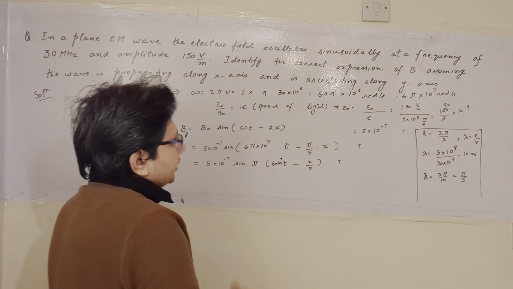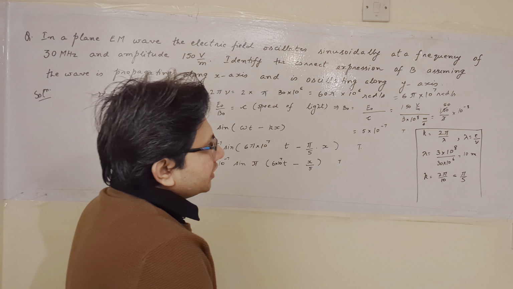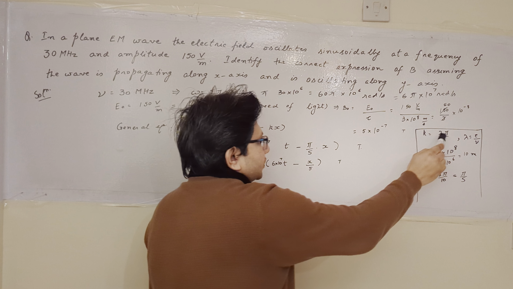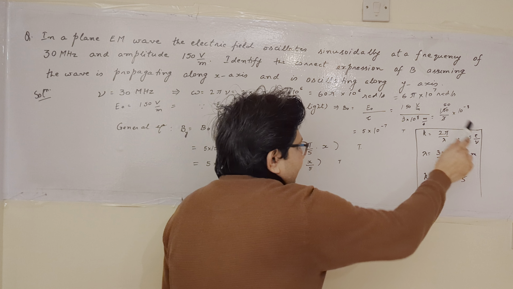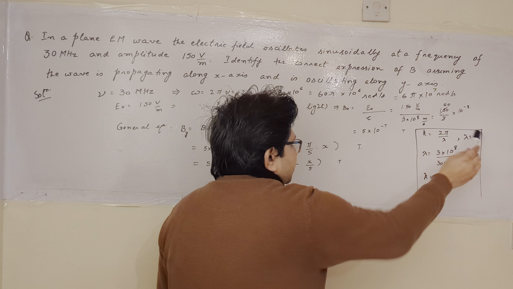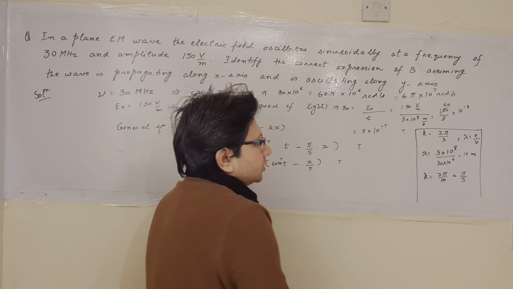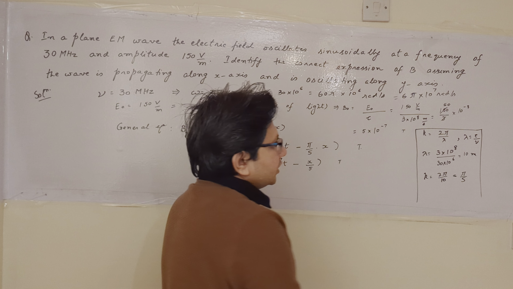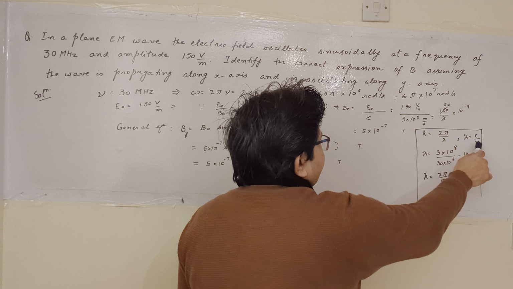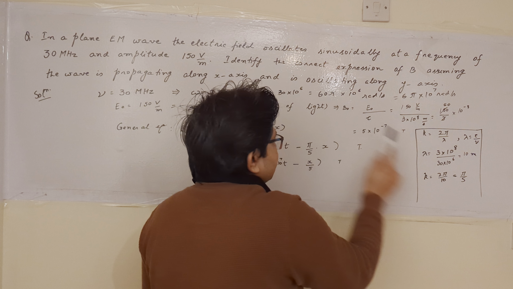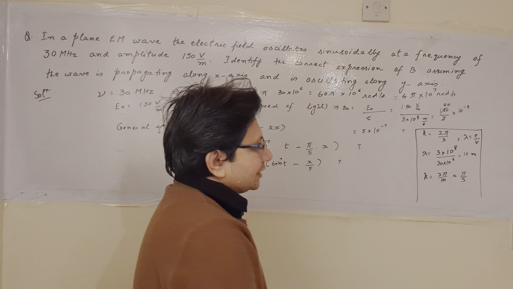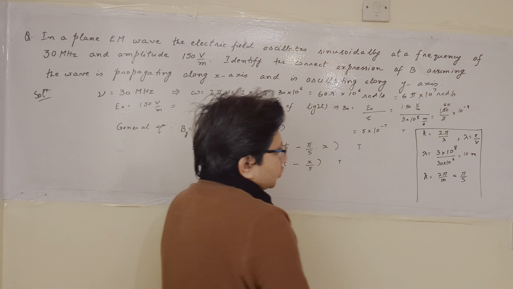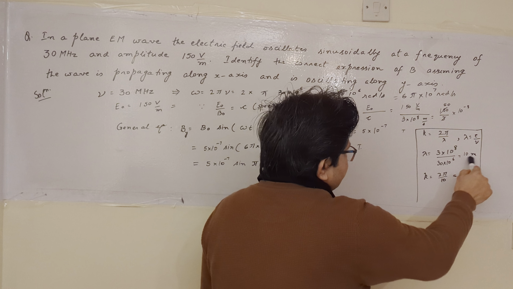Now, we have to calculate k, that is the wave number. The wave number is given by k equals 2 pi by lambda, and lambda is equal to the speed of light divided by the frequency, c upon nu. We know the speed of light is 3 into 10 power 8 meter per second, and nu is given in the problem as 30 megahertz. So, we put this value as 30 into 10 raised to the power 6 hertz. After solving it, we get this value as 10 meters.